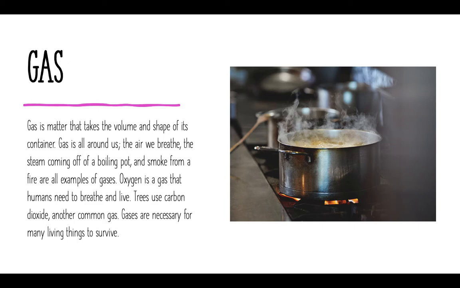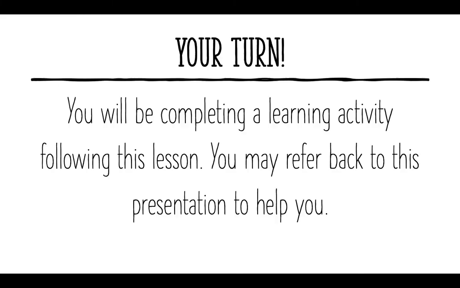Oxygen is a gas that humans need to breathe and live. We have oxygen flowing through our body all the time. Whenever we take a deep breath in and out, we are breathing in oxygen. Trees use carbon dioxide, which is another common gas that you're going to hear a lot about. Gases are necessary for many living things to survive. This picture is of a pot on top of a stove, and it's boiling. You can see the steam coming off that pot because it's very hot. When the particles from the water hit the air, that creates the vapor, the steam, for you to be able to see it.